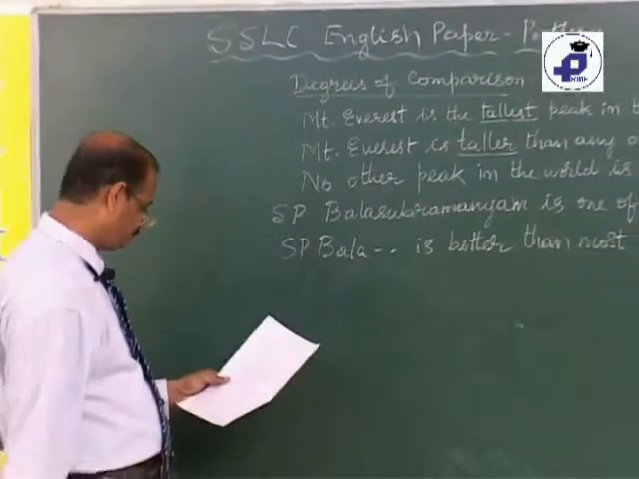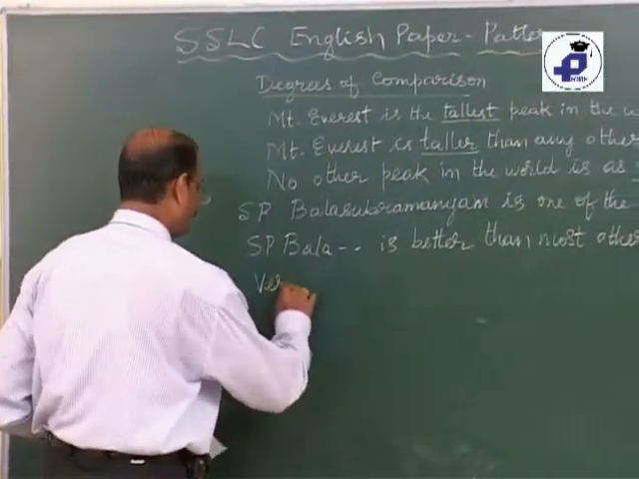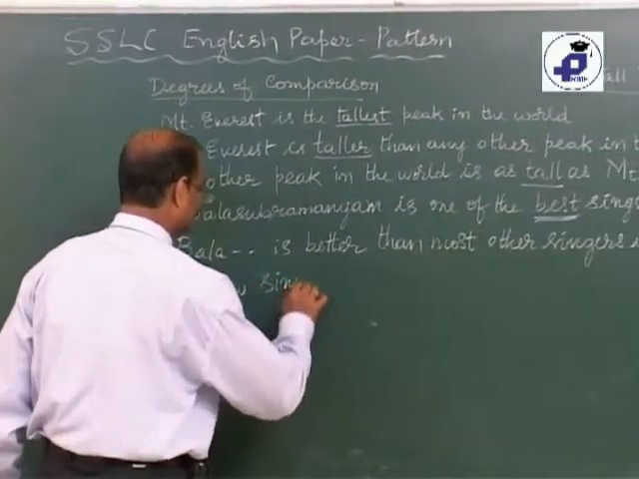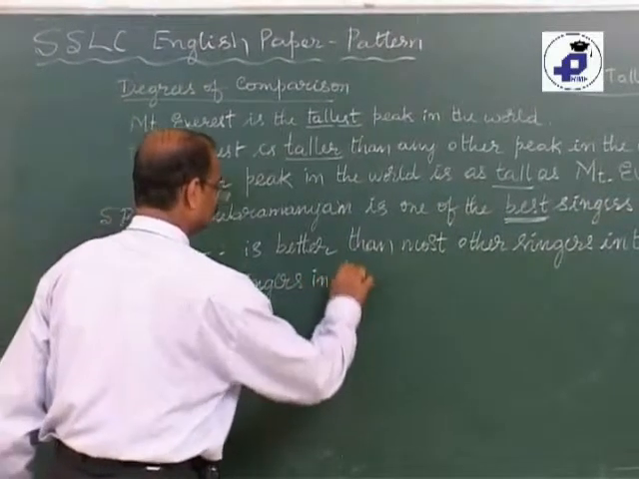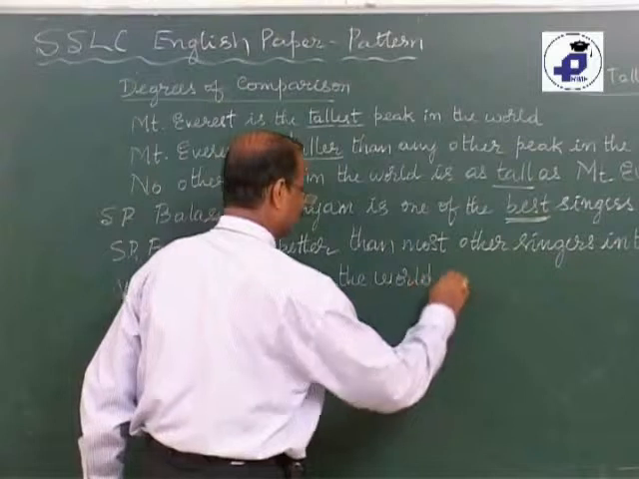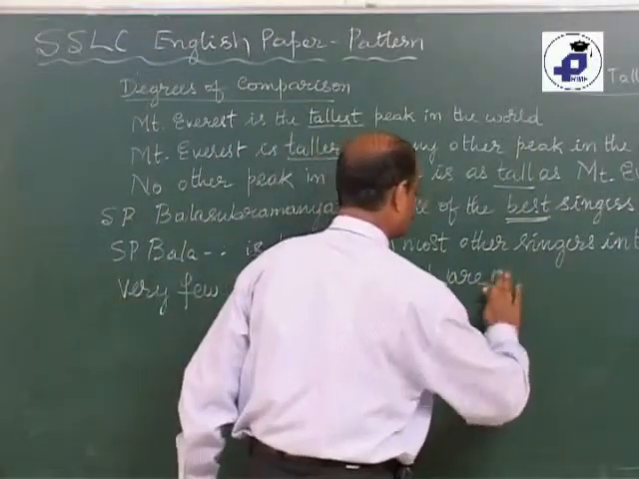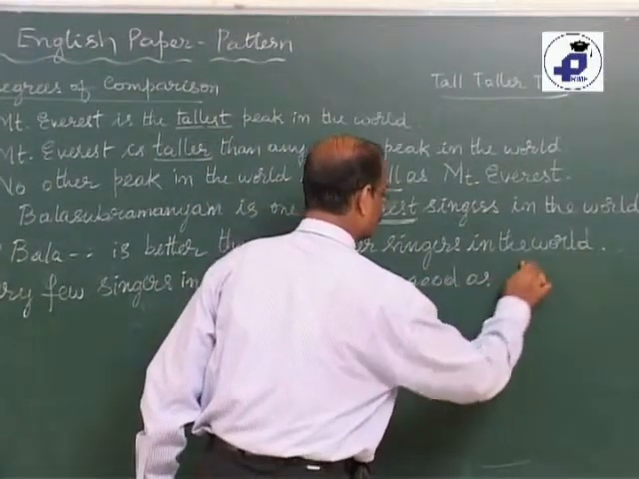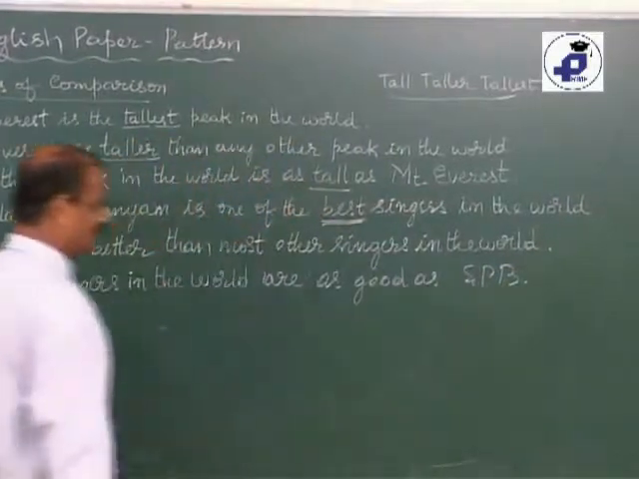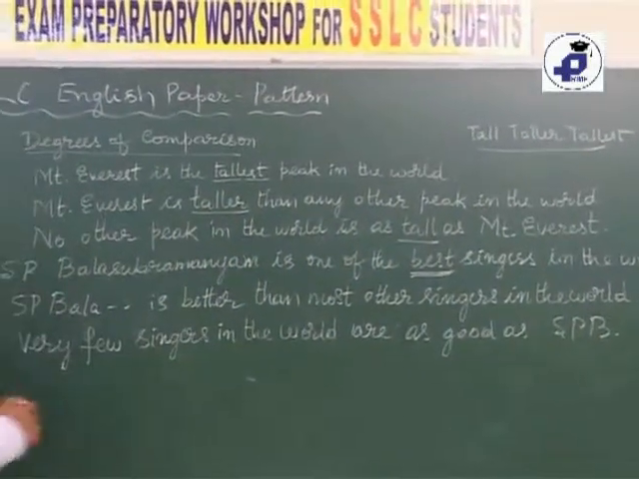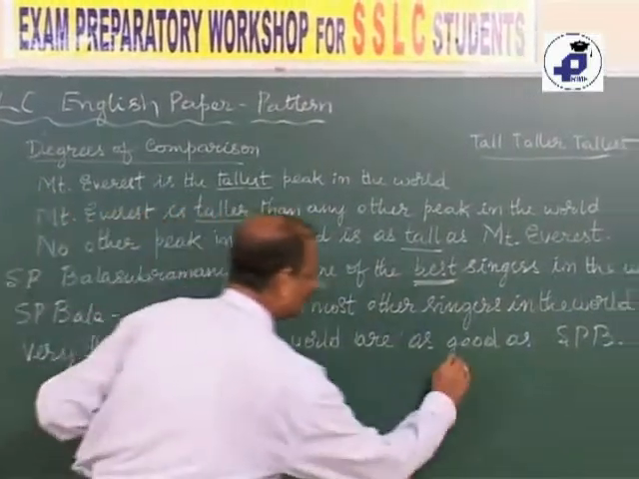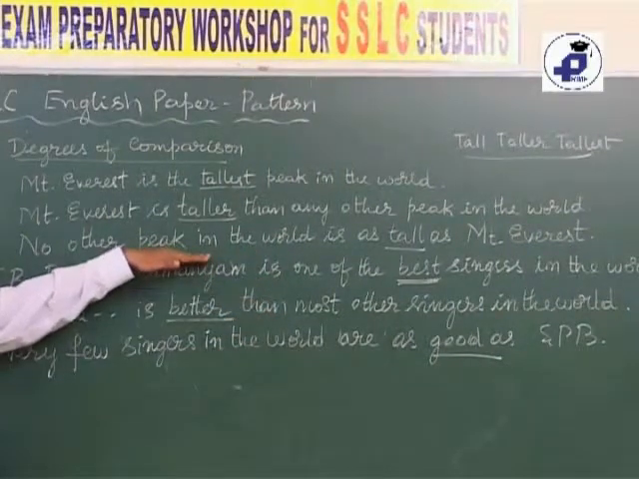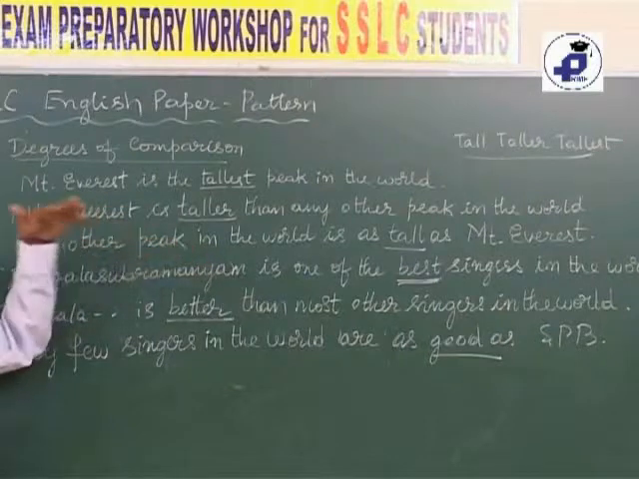So let us convert the same into positive degree. Very few singers in the world are as good as S.P. Balasubramaniam. I think now you have got a very clear idea. See, good, better, best: positive, comparative and superlative degrees. So conversion of degrees is very easy.